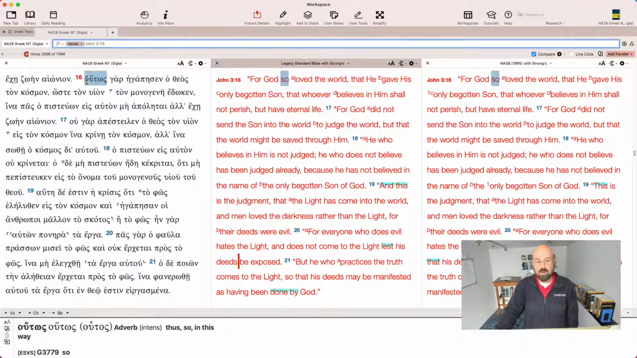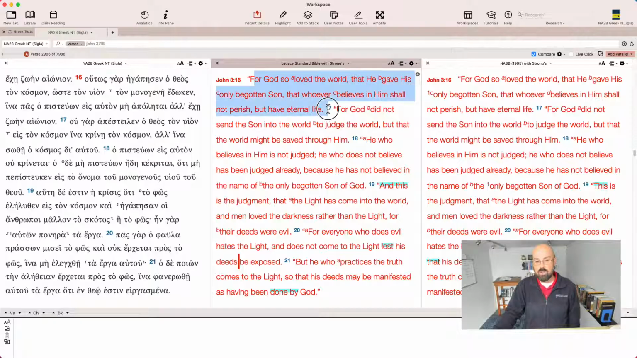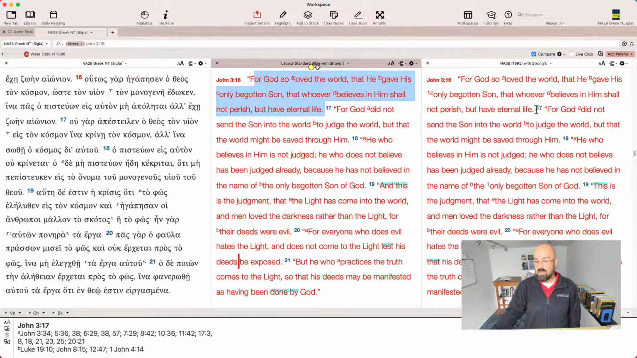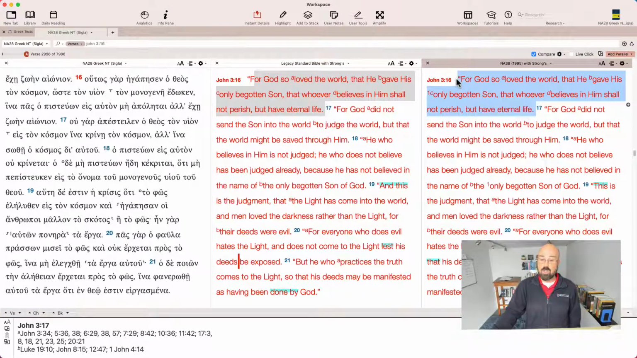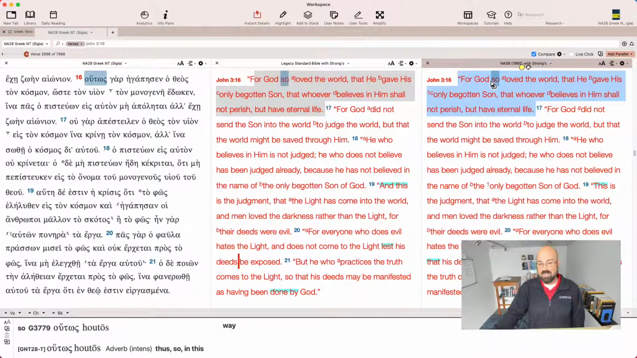So here we go. For God so loved the world. So this is very traditionally rendered. For God so loved the world that he gave his only begotten Son, that whoever believes in him shall not perish but have eternal life. And you can see from the lack of markings that this is no different to the New American Standard at all. Those are exactly the same rendering, which is both good and bad.